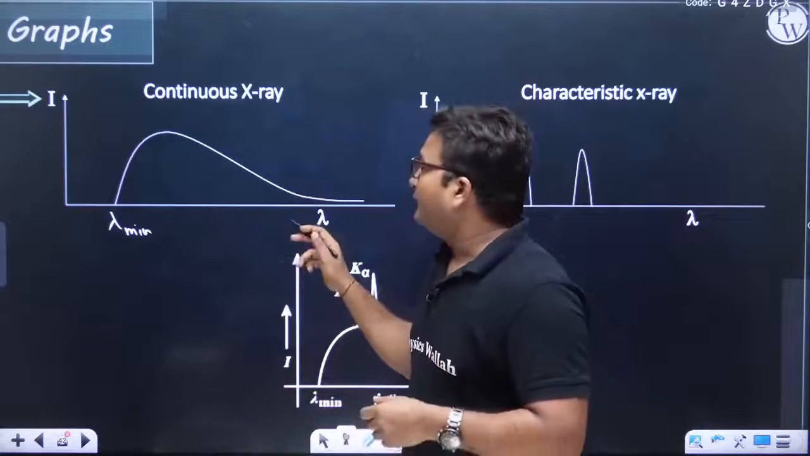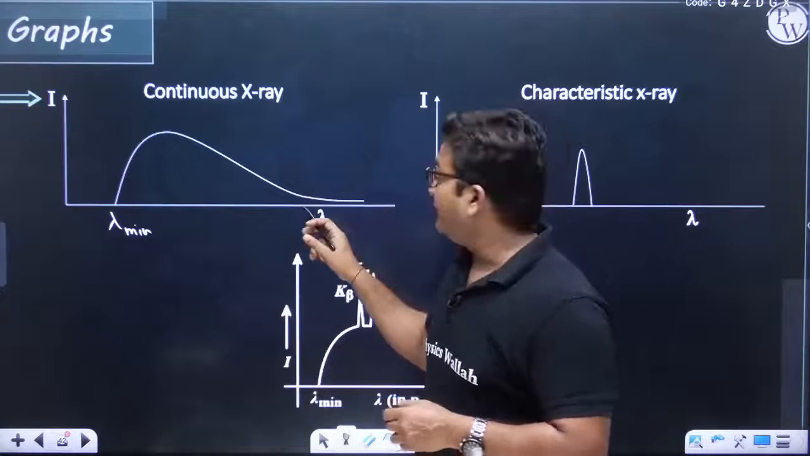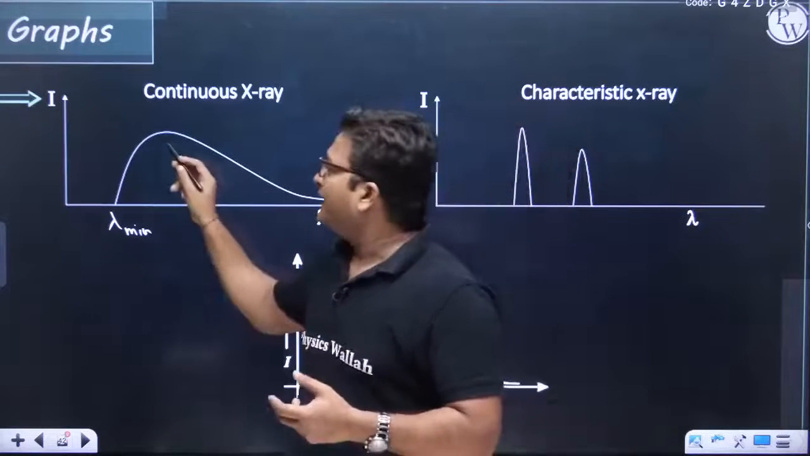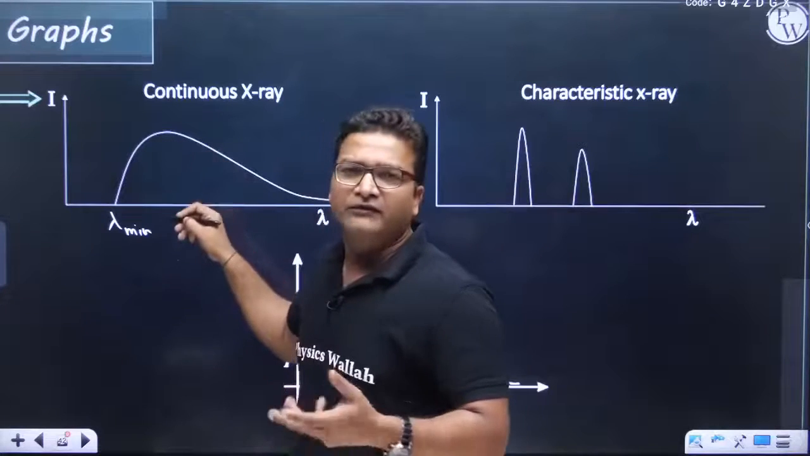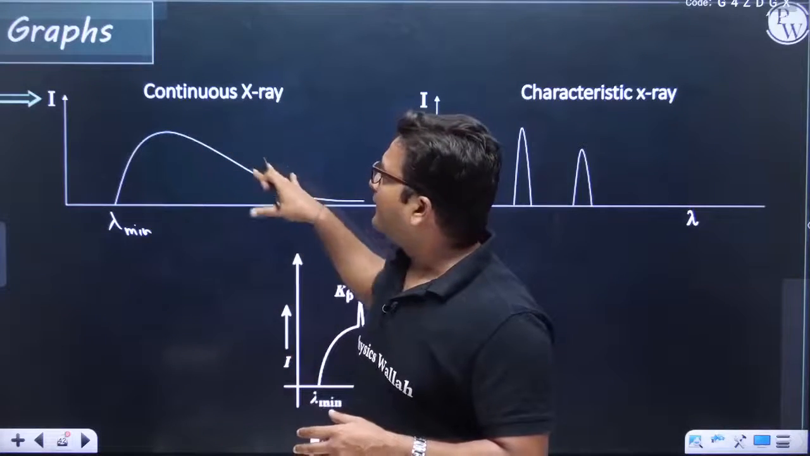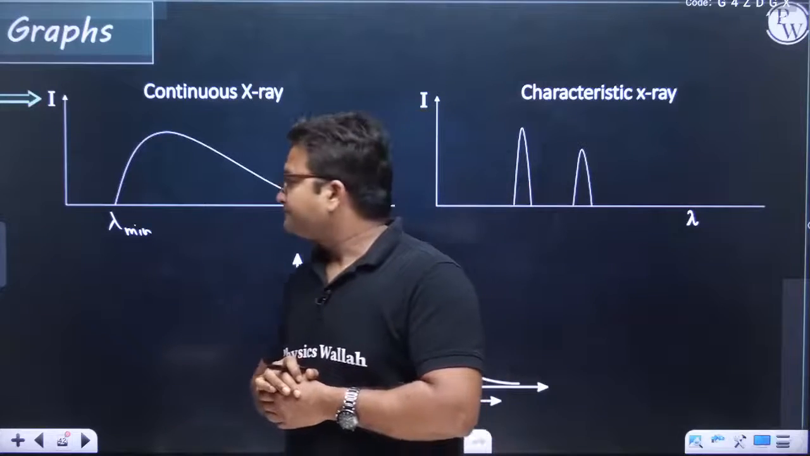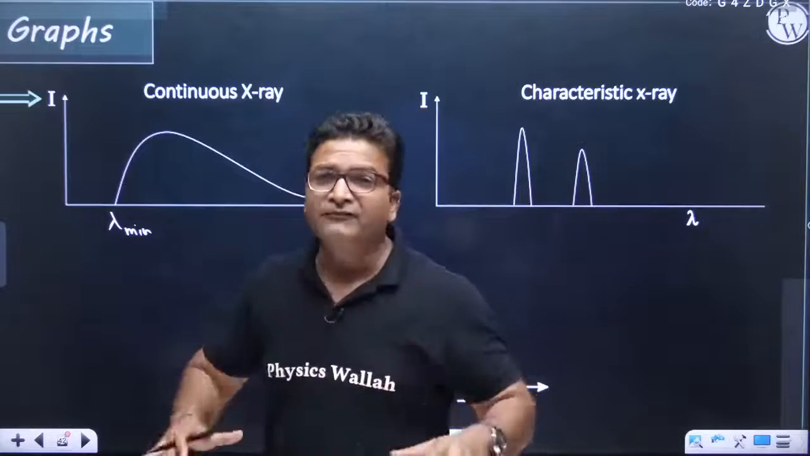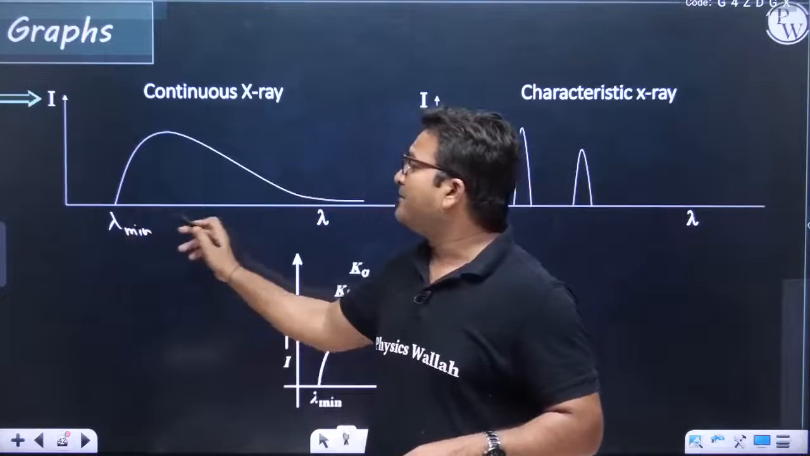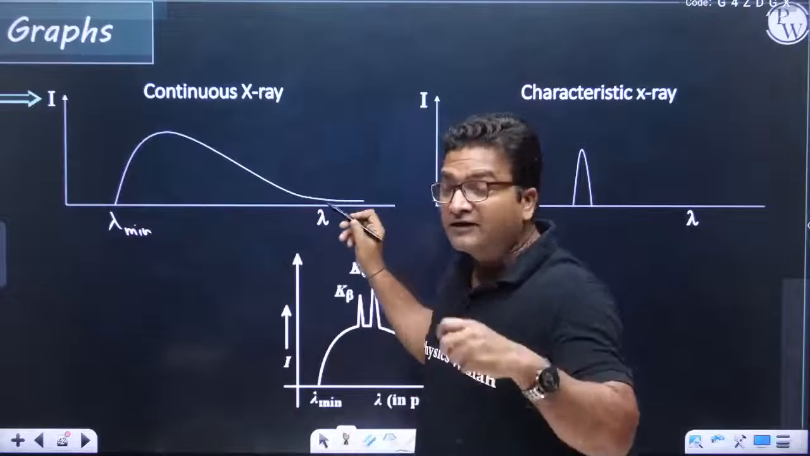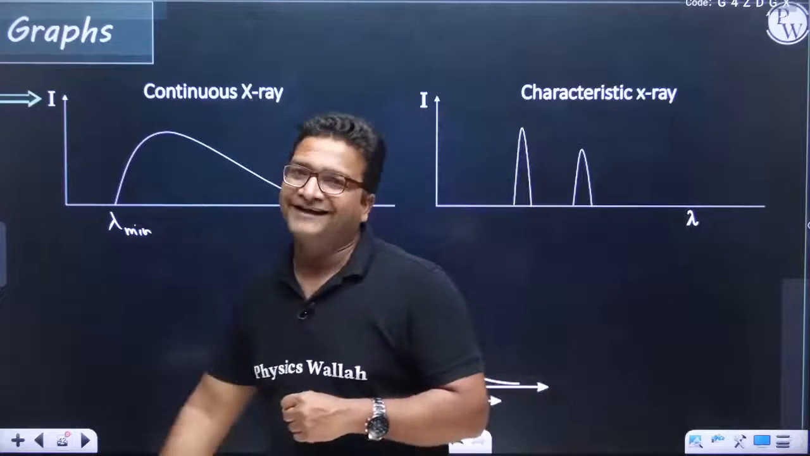And also we have very low intensity for very high wavelength, meaning very low energy photons. We have largest intensity for medium wavelengths. So that is the approximate curve of continuous X-rays. And every wavelength above lambda minimum is possible. That is why we get a continuous graph, and that is why we call it continuous X-rays.